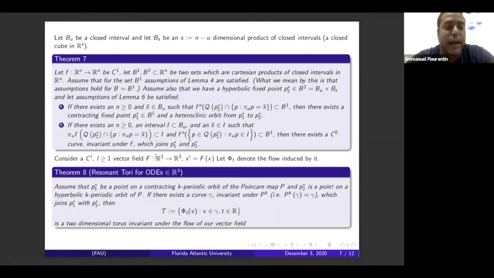So now we will look at our vector field, and we let phi t denote the flow of our vector field. Then all we have to do here is establish that we have a resonant tori in phase space. So we assume that we have P1 star, which is a contracting k-periodic orbit of a Poincare map P, and P2 star, which is a hyperbolic k-periodic orbit of P. So we have established that the invariant curve gamma will join P1 star to P2 star. And all we have to do is integrate it under the flow to get our two-dimensional torus, which is invariant.